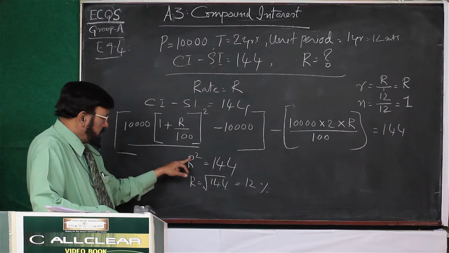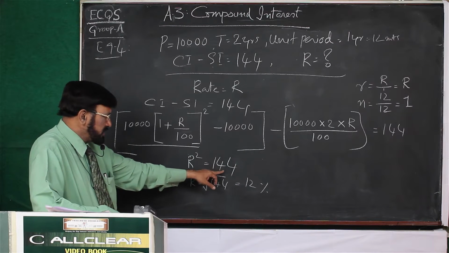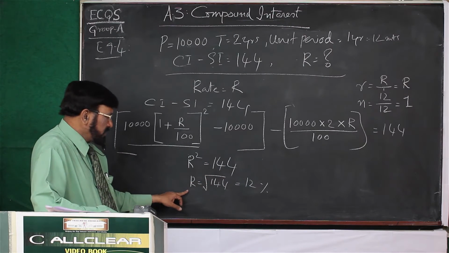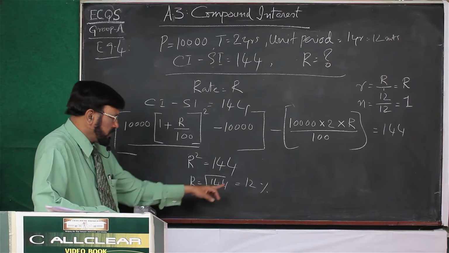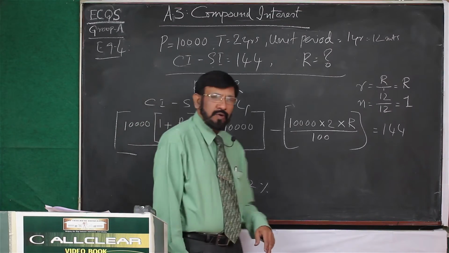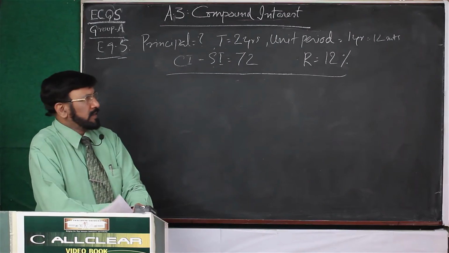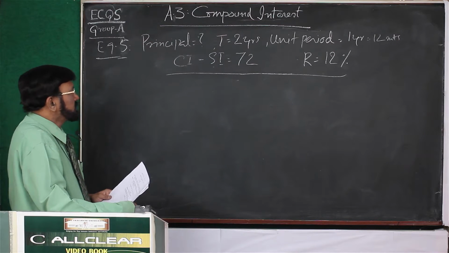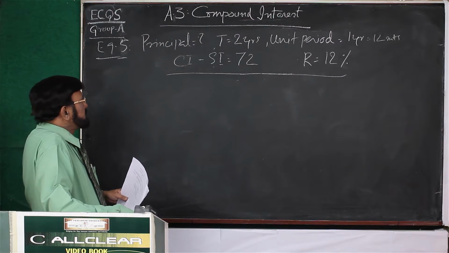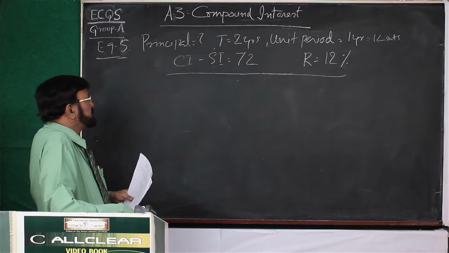So, then r square is equal to 144, r is equal to square root of 144, that is the rate is 12%. This is the fifth and last example on this concept. This is a different type of intricacy.